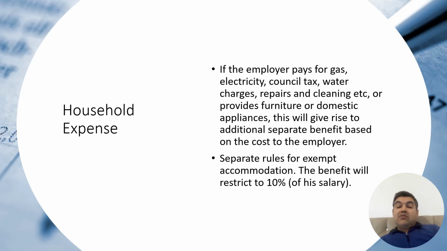Household expenses: if the employer pays for gas, electricity, council tax, water, repairs, cleaning, etc., or furniture or domestic services, this will give rise to an additional separate benefit based on the cost to the employer. There is a separate rule for exempt accommodation, for example, a priest with a salary of say 20,000. If any benefit we added, like all the furniture, appears to be like 2,500, you need to restrict it to 10% of his salary.